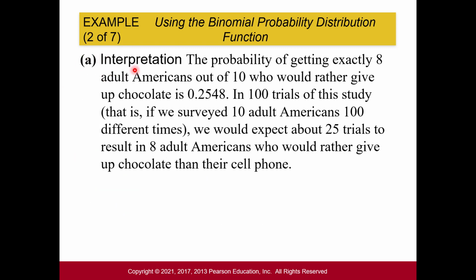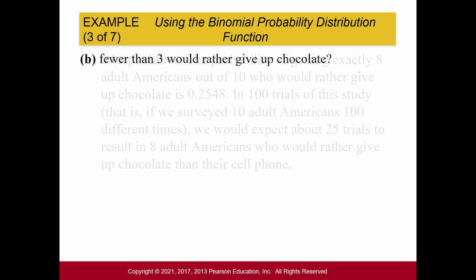Okay, so let's interpret what we just learned about. The probability of getting exactly 8 adult Americans out of 10 who would rather give up chocolate is about 25%. In 100 trials of the study, that means if we surveyed 10 adults 100 different times, we would expect about 25 of the trials to result in 8 adults who would rather give up chocolate than their cell phone. So just a way of interpreting the value that we got.